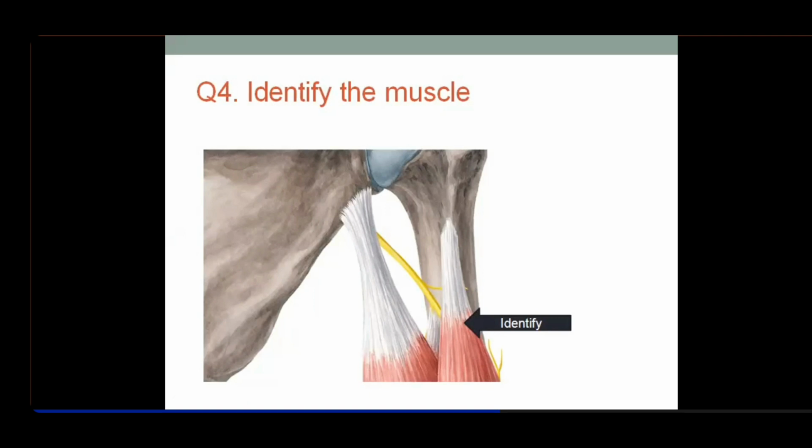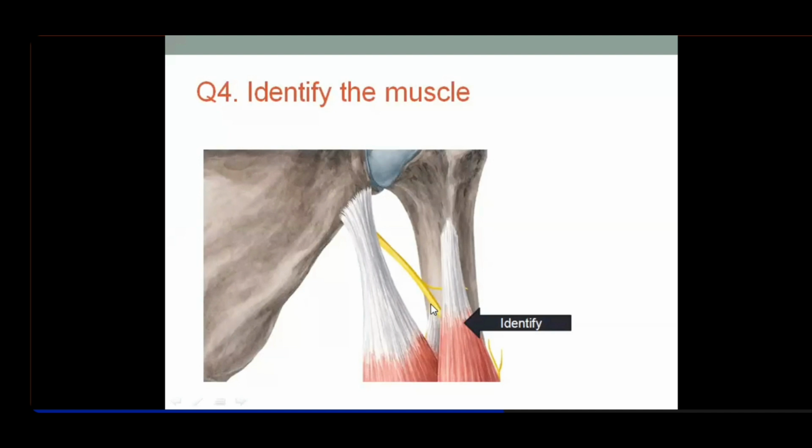The cutaneous branches: the lower lateral cutaneous nerve of arm will be given out from here, and the posterior cutaneous nerve of arm also will be given out from here. So 2 cutaneous branches, and 2 muscular branches. Then it enters into the radial groove between the lateral and medial head of triceps, and in this groove it will again give 2 muscular branches.